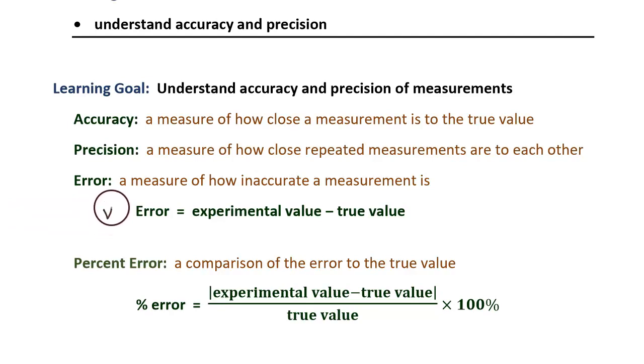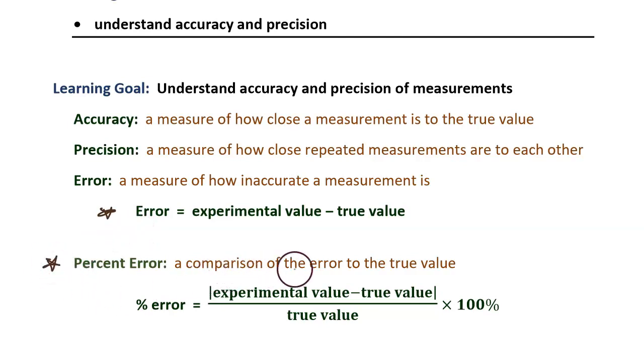Here's the mathematical formula for finding error. Take the experimental value and subtract the true value. That means when you are doing an experiment and you make a measurement, take your value and subtract the actual true value. To determine if a measurement error is large enough to be serious, we can find percent error.